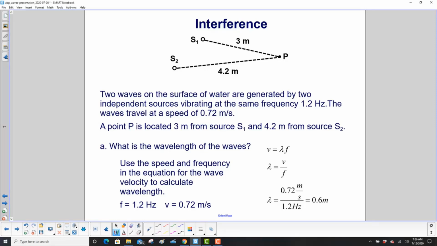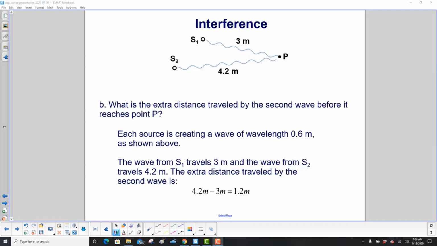What is the wavelength of the waves? Well, we have our wave velocity equation here. Velocity is lambda times f, but we want the wavelength. So we'll divide both sides by frequency. We get lambda is v over frequency. Here's our given velocity. Here's our frequency. And we get 0.6 meters.